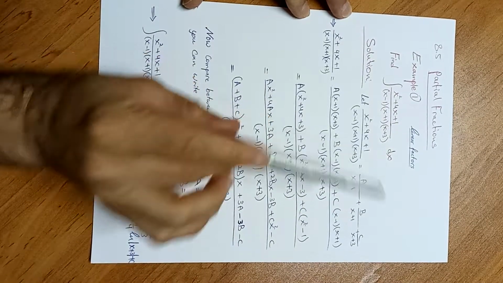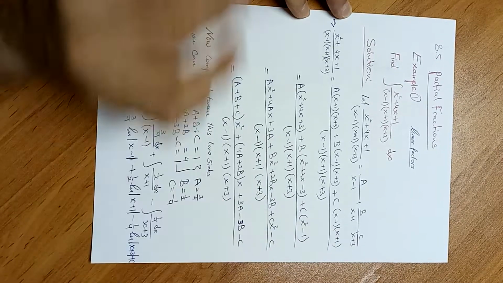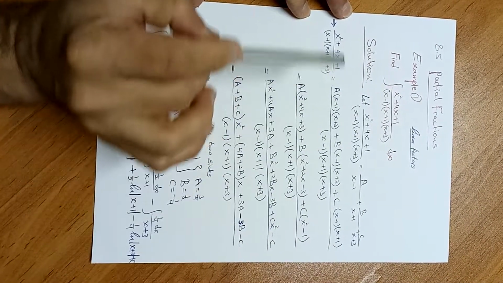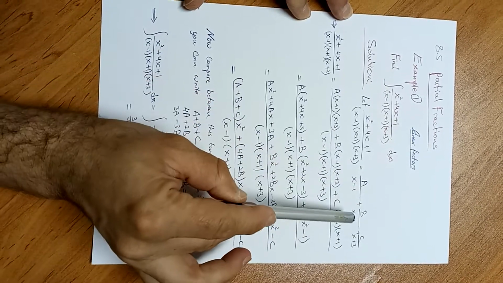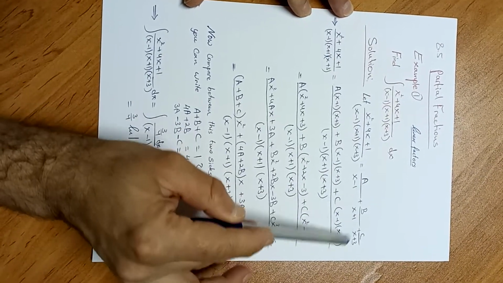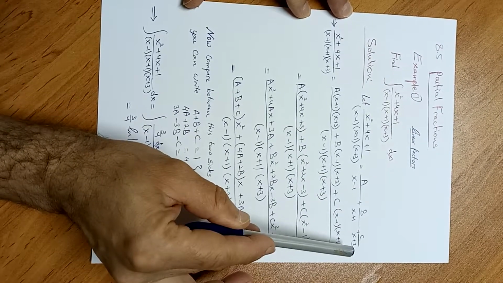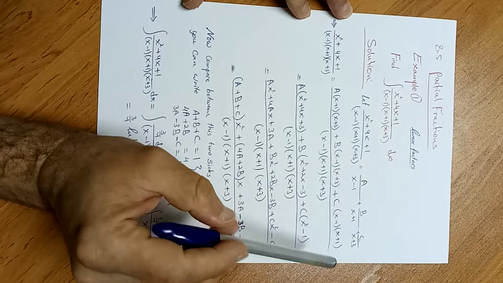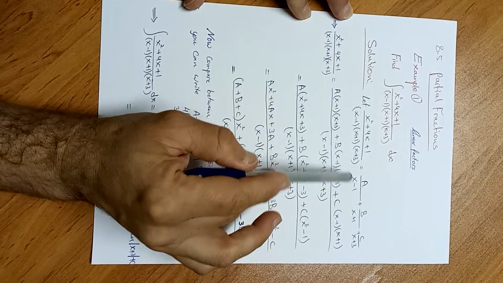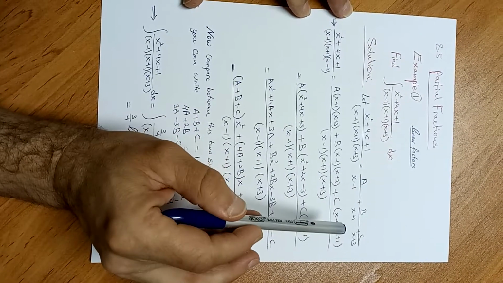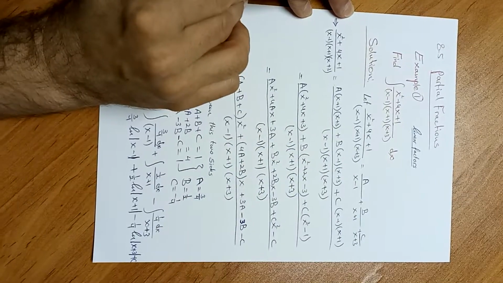And we have the third factor. I will now use the third fraction, C over x plus 3. So if I use the common denominator, I will multiply the first numerator by the second and third denominators, the second numerator by the first and third denominators, and the third numerator by the first and second denominators, to get the same denominator on both the left hand side and the right hand side.